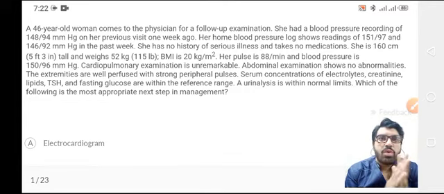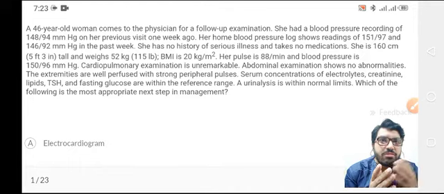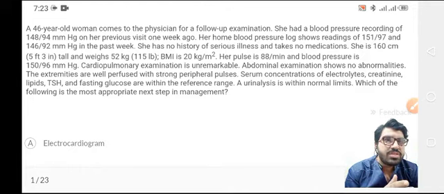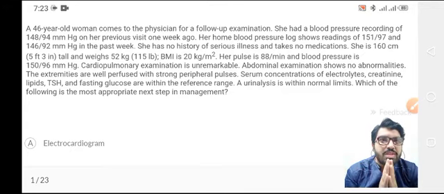Now, a 46-year-old woman comes to the physician for a follow-up examination. She has a blood pressure of this, so she is a newly diagnosed case of hypertension. She is 5 feet 3 inches tall, 52 kg weight, BMI is 20, pulse is 88, blood pressure is 150 by 96. Cardiopulmonary examination is normal, examination shows no abnormalities. Extremities are well perfused with strong peripheral pulses. Serum concentration of electrolytes, creatinine, lipid, TSH, plasma glucose, and urine analysis are within normal limits. Which of the following is the most appropriate next step in the management of this patient?